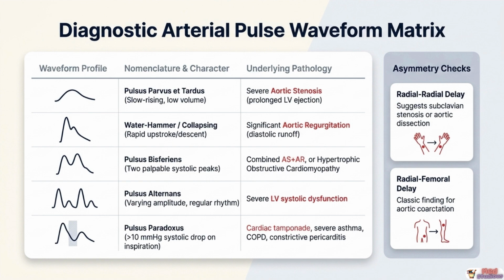And pulsus paradoxus shows a systolic pressure drop exceeding 10 millimeters of mercury during inspiration, classically tied to cardiac tamponade, severe asthma, COPD, or constrictive pericarditis. Don't forget asymmetry checks either. Radial-radial delay suggests subclavian stenosis or aortic dissection, while radial-femoral delay is the classic bedside finding for aortic coarctation.